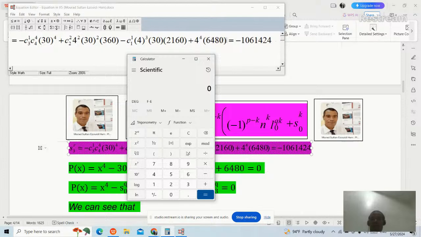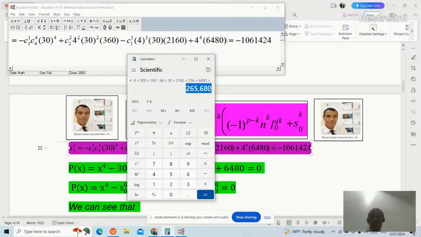I will start from the beginning. Negative 3 times 900 times 900, because 30 squared, plus 16 times 900, 30 squared, times 360, minus 64 multiplied by 30 multiplied by 2,160 plus 256 multiplied by 6,480. This one is equal to 265.